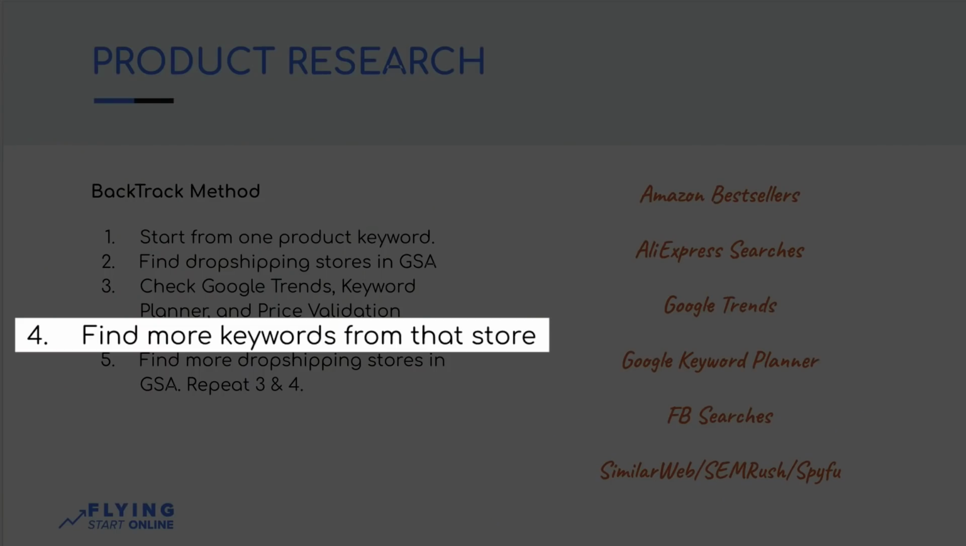Then you're going to find more keywords from the stores that you just found. Because you found other dropshipping stores, you're going to try to find out what other products those stores that are already advertising on Google Shopping are actually selling with Google Shopping. Not just one product, right? They might be selling 50 different products. So our goal is to find out those products, especially their top products.